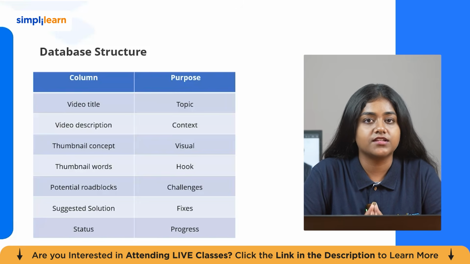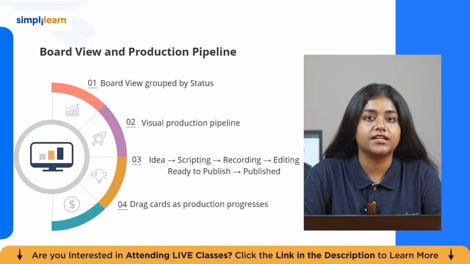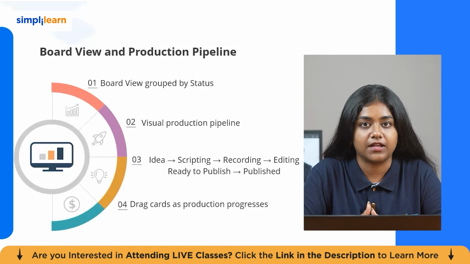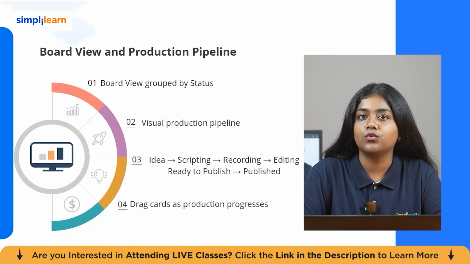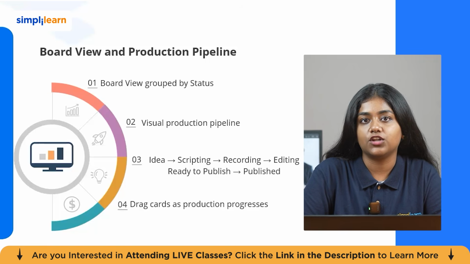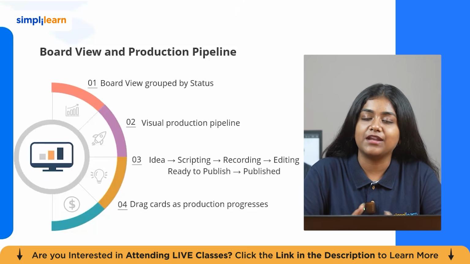The final feature is the board view production pipeline. When we add a board view grouped by the status, the database transforms into a visual board showing the entire YouTube production pipeline. Each video is a card. Each stage is a column. As you work on a video, you drag the card from idea to scripting, to recording, to editing, to ready to publish and published. At any moment, you can see exactly where every video is in the production process. This is exactly how professional YouTube teams at large channels manage their content. Now let's go ahead and build it.